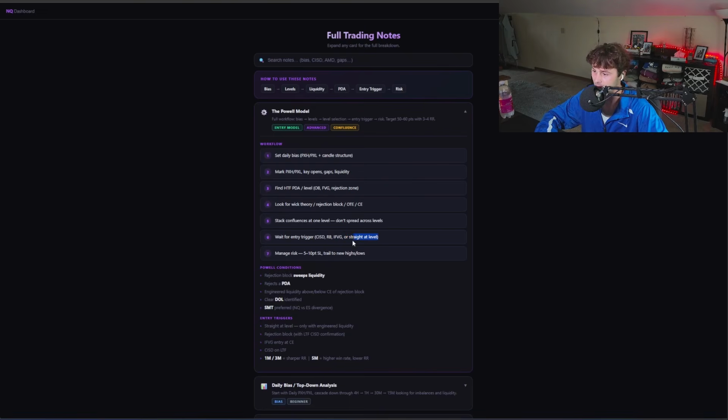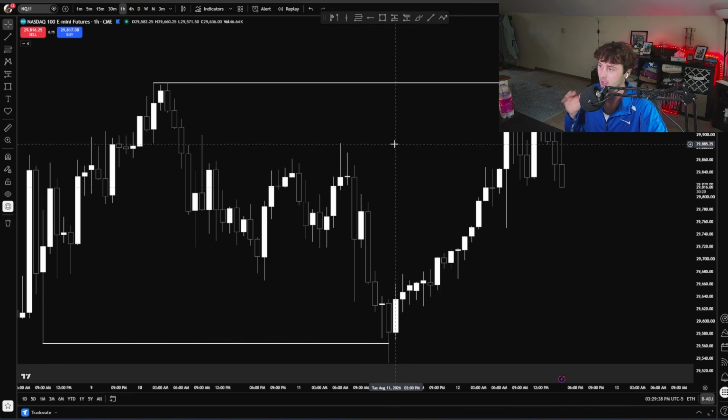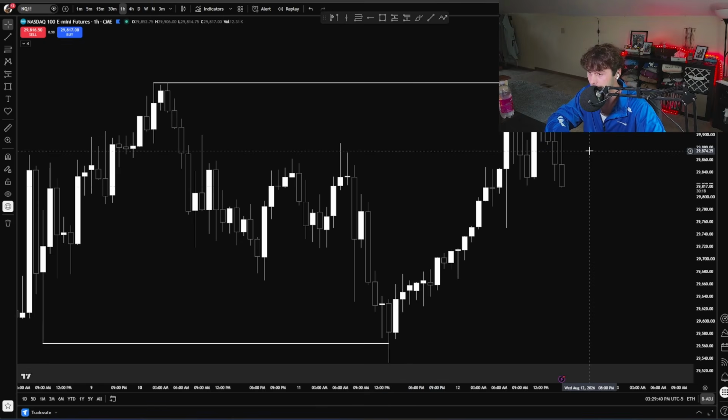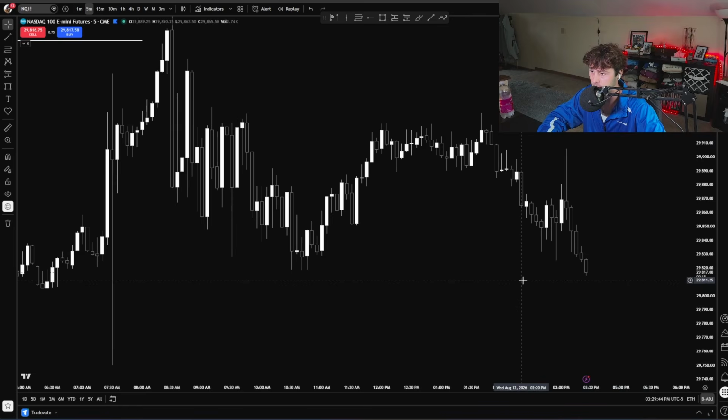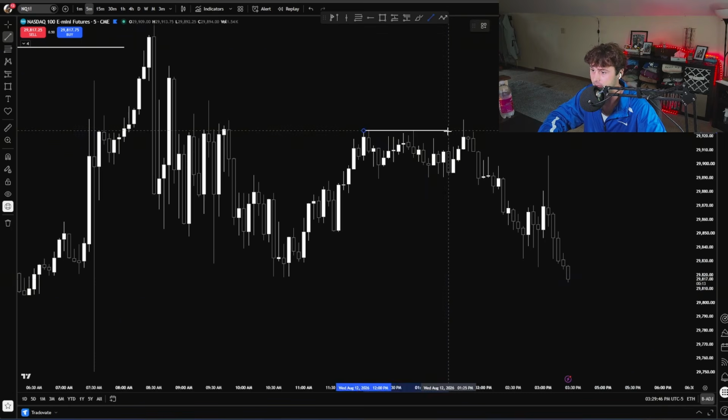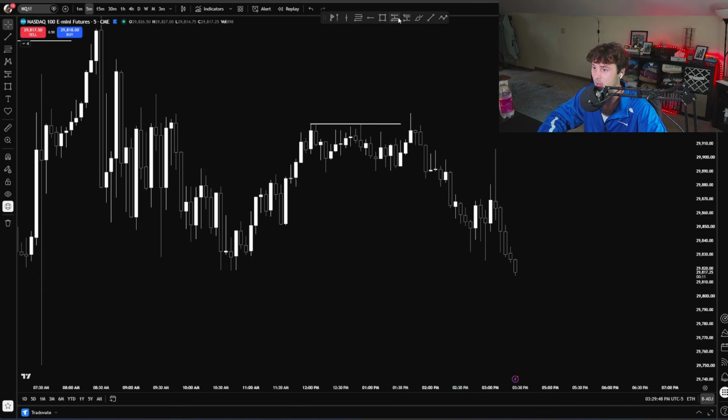Or you just limit the level at like a wick CE if you have enough levels stacked, right? So that pretty much covers all of it. And then how do you manage your risk, okay? Here it says 5 to 10 point stop loss, but it doesn't have to be that, okay? A lot of times I trade MNQ, and I would take, like, let's say we have a 5-minute rejection block, okay? Let's say this is our rejection block here.